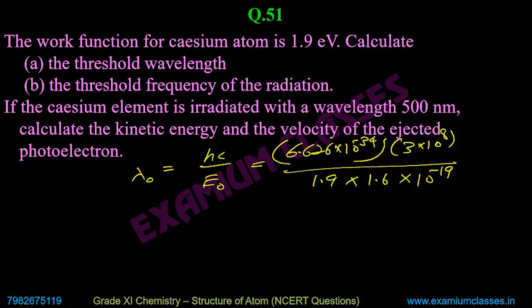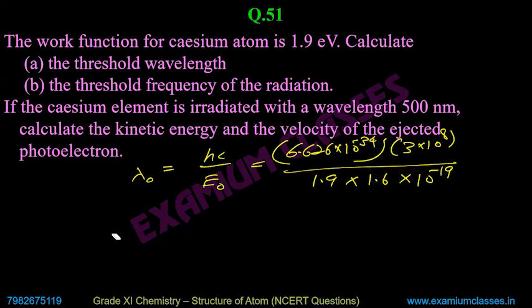You can apply lambda naught equals c by nu naught. In that case, you will first have to calculate nu naught, which is a lengthy process, because first you calculate nu naught, then you substitute that value and then get the value. Here you can use this one directly.